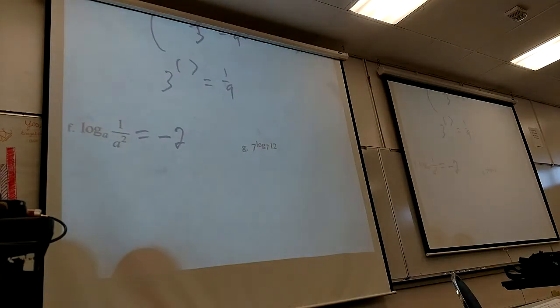So for G, everything goes first. Take out the 7. You don't take anything out. What cancels? Cancel the 7. This cancels with this. So you're left with 12.